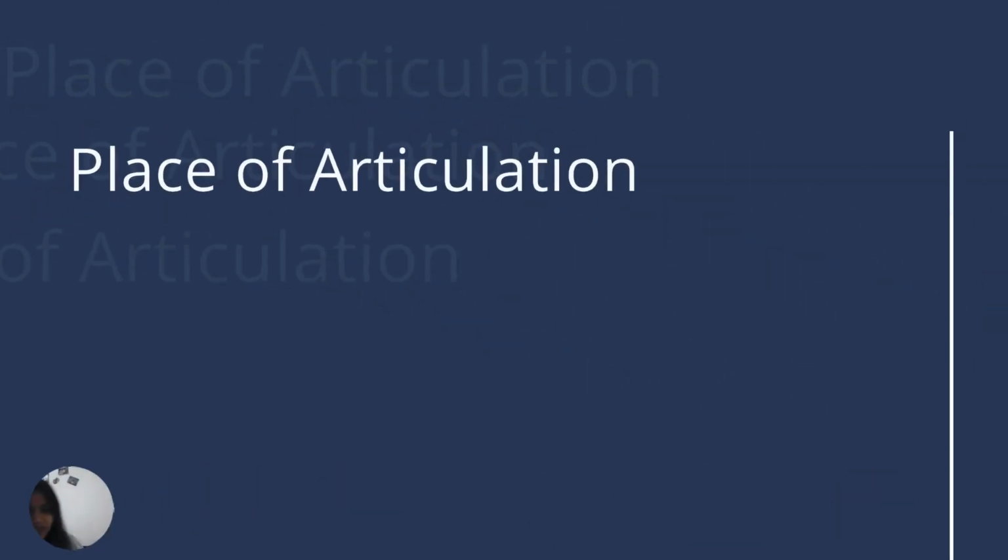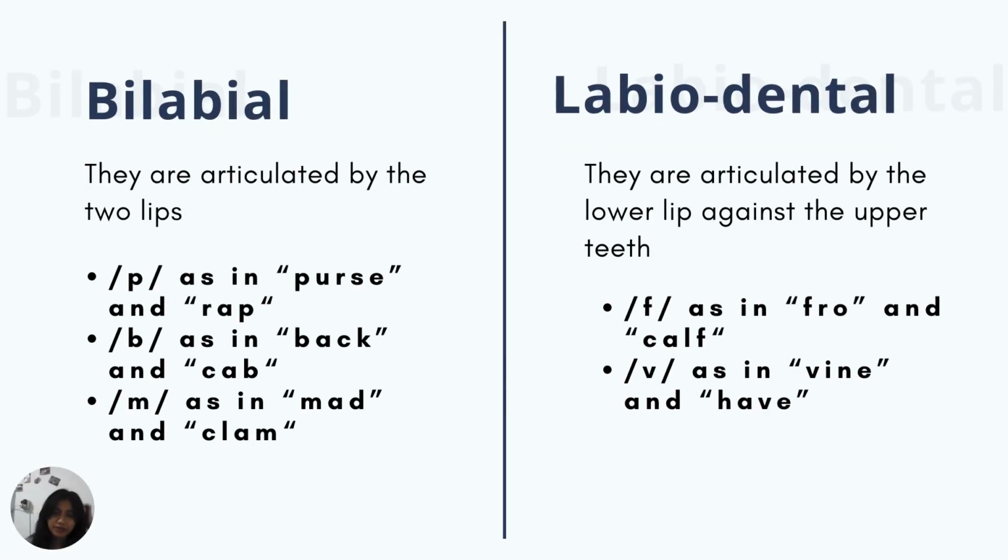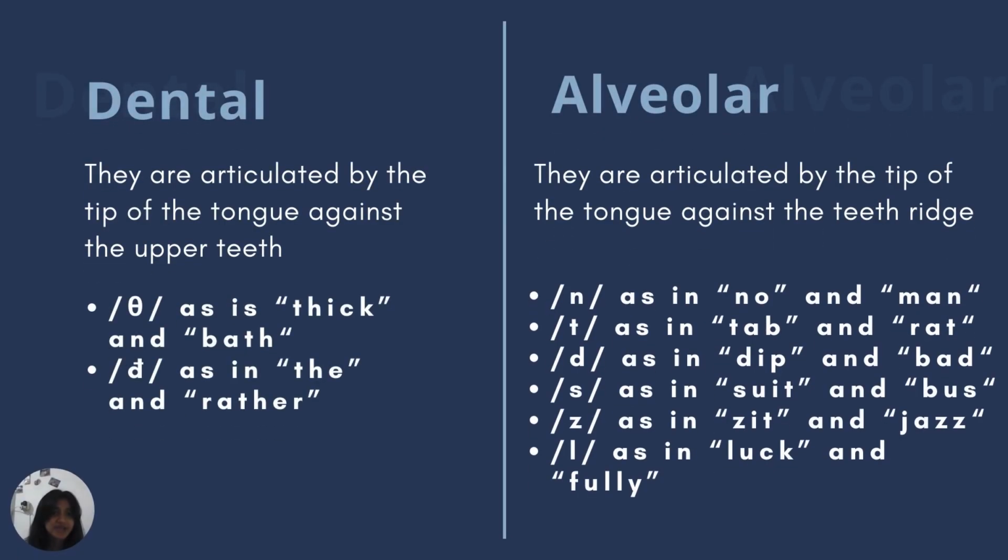And what is the place of articulation? First, we have bilabial, which is articulated by our two lips, as in the word pursue. Then there is labiodental, which is articulated by the lower lip against the upper teeth, as in cough. Then there is dental, which is articulated by the tip of our tongue against the upper teeth, as in the sound in the word thick.